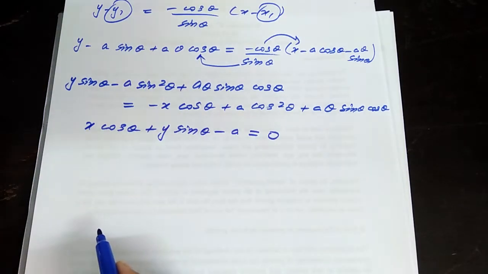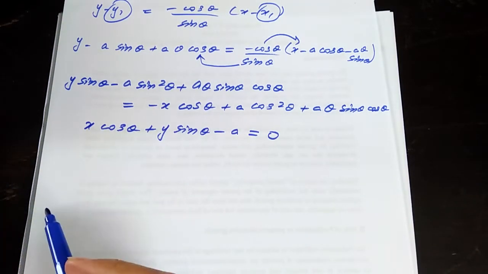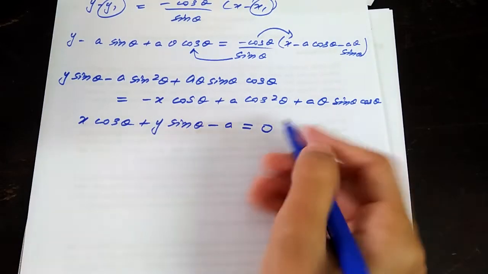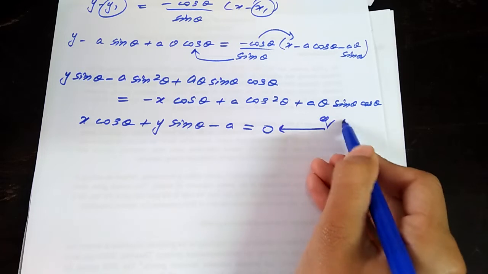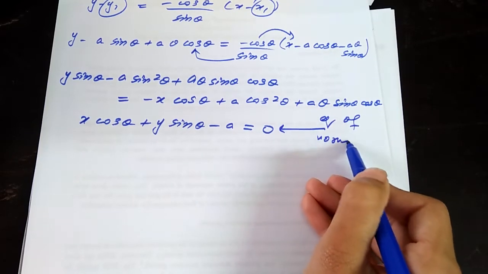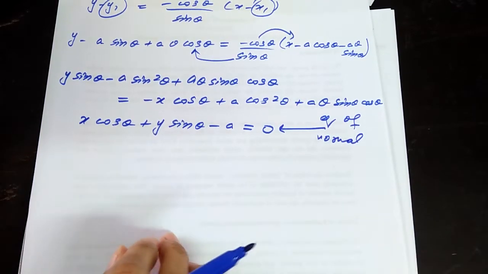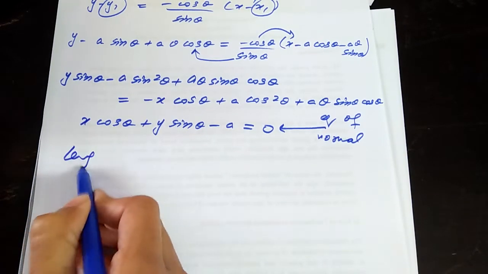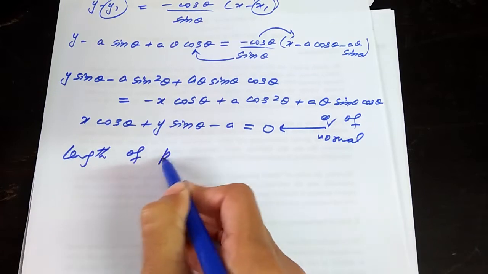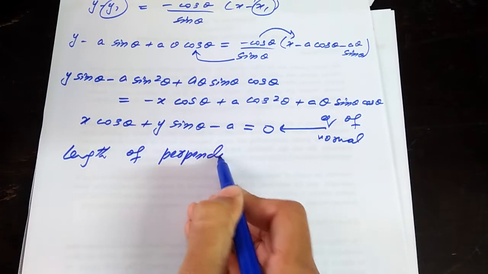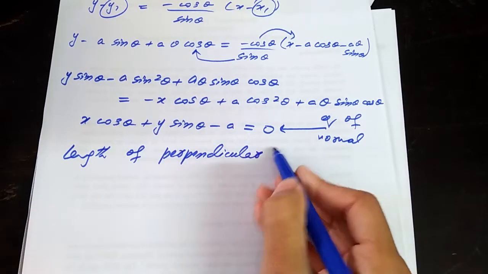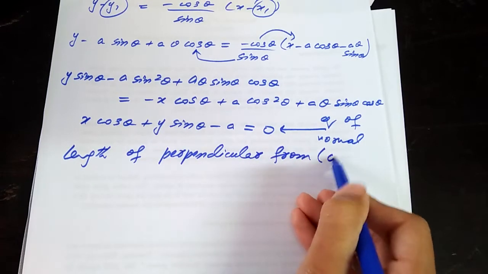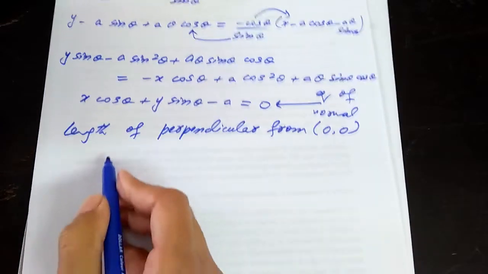now we have to prove that the given parametric equations is at a constant distance from the origin. Now this is the equation of normal. We have to prove that this has a constant distance from the origin. So the origin has the point 0, 0.